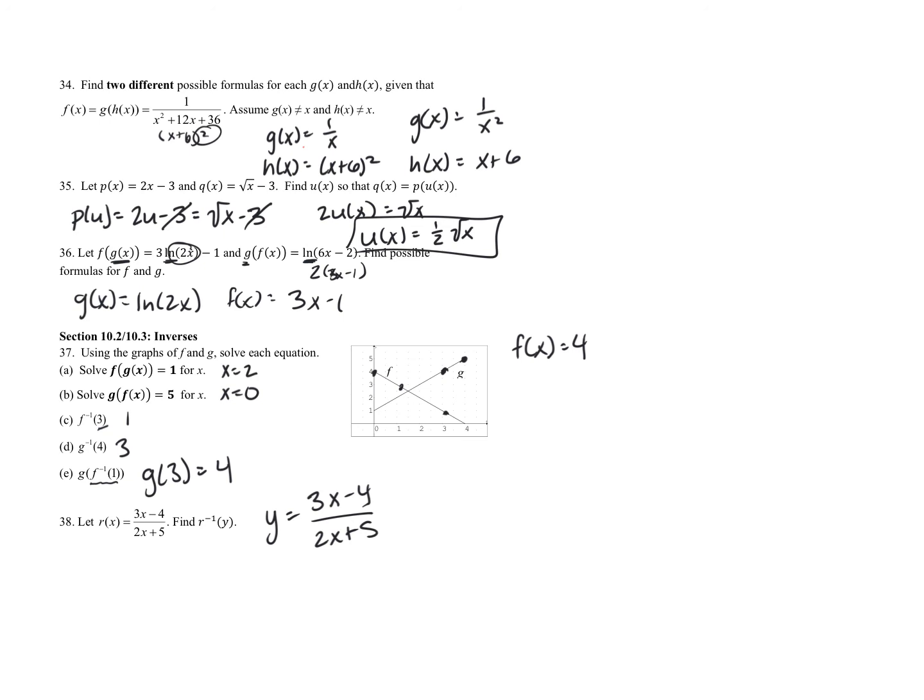So I'm going to start by multiplying 2x plus 5 to both sides. And the goal here is to try and get all the x's together. So now I'm going to distribute that y. So we'll get 2xy plus 5y. And then now I'm going to subtract the 3x and the 5y so that we get all the x's on one side together.